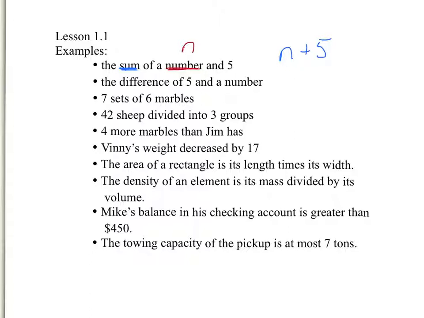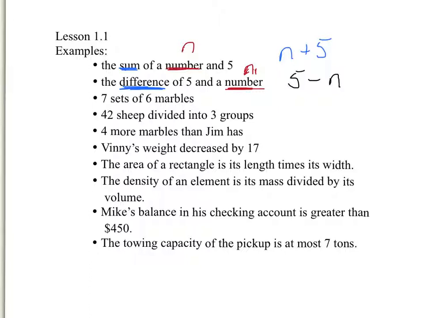All right, on the next one. The difference of 5 and a number. The thing I don't know is the number, so once again I'm going to call that n. And right there is our operation, difference, which, if we look at our list, is subtraction. So I'm going to do 5 minus the number. That's the difference of 5 and a number.